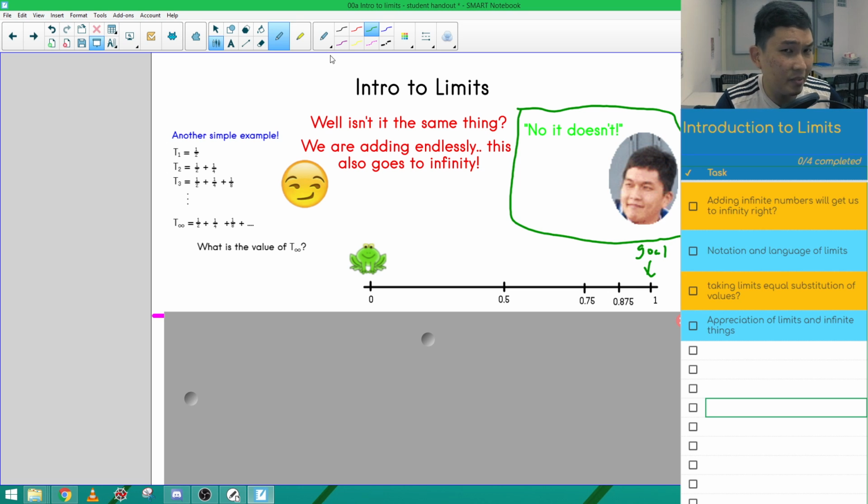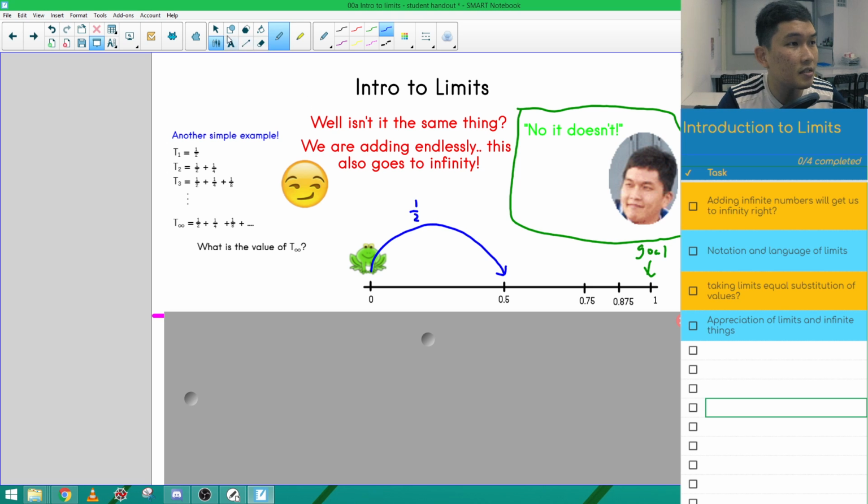But this frog is a bit special. What he does is that he always jumps half the remaining distance. Half the remaining distance. So as of now, he's starting at 0 and he wants to get to 1. The remaining distance is 1. So he will jump exactly half. I'll say that he'll jump here. That is half.